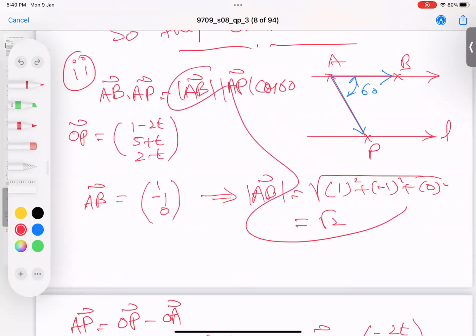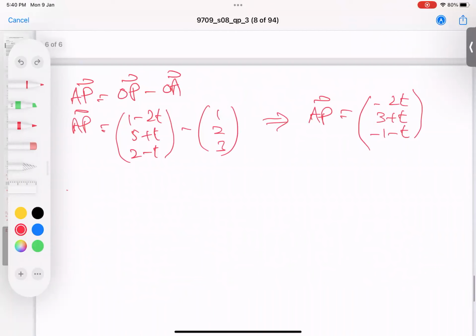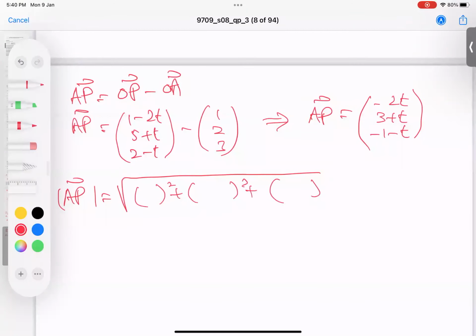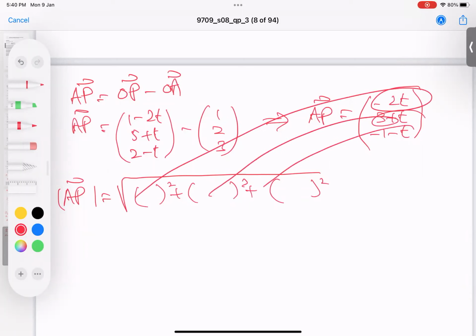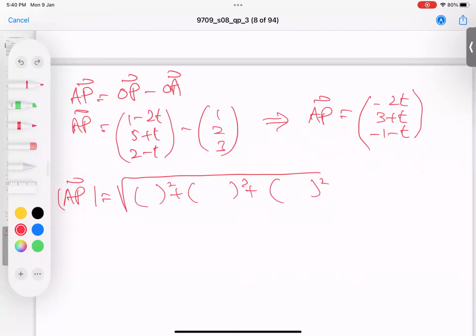AB modulus, I got it. AP modulus, I'm looking for. So let's find. So how to find modulus of AP? So square root and square of the first term, square of the second term, and square of the third term. So this will come here, this will come here, and this will come here. So let's try to plug in all these values. So 3 plus t and negative 1, negative 2. So let's start. 4t to power 2.